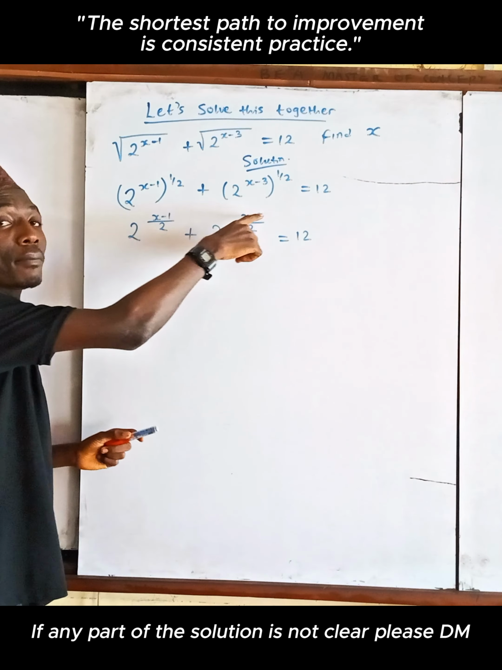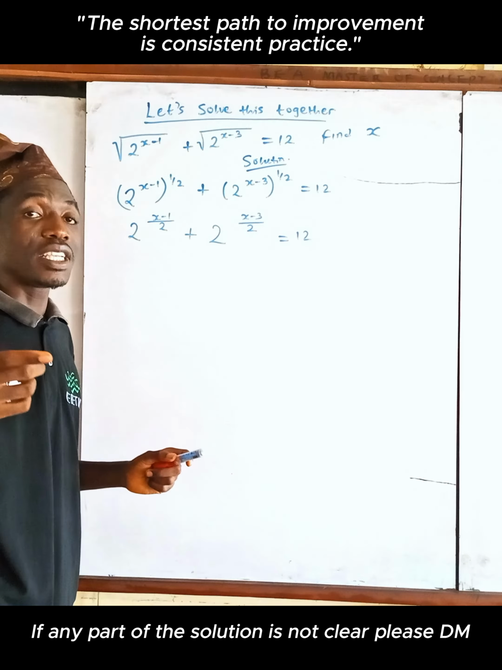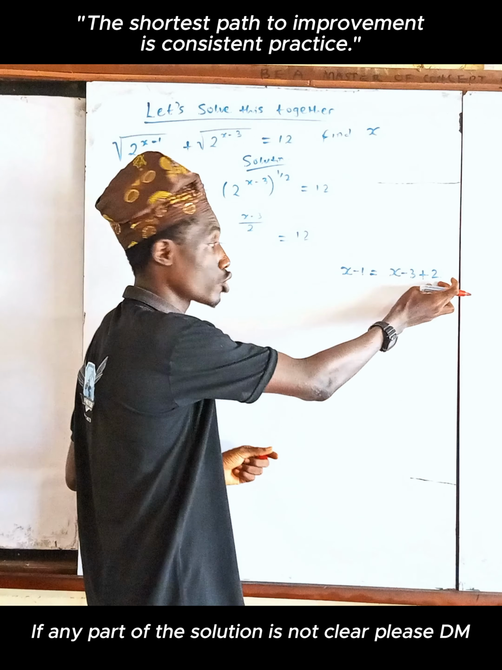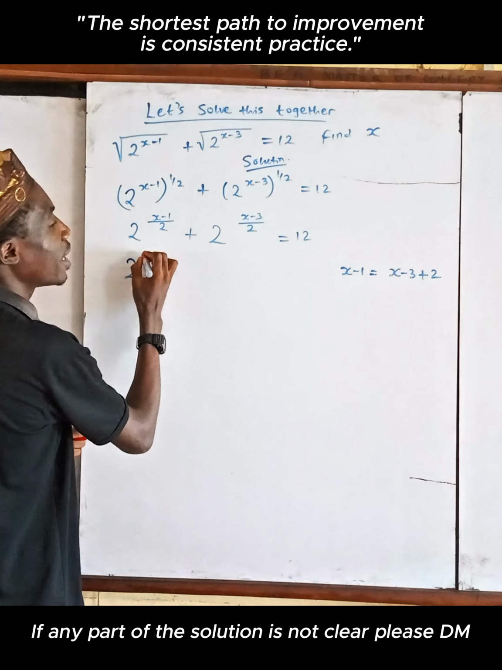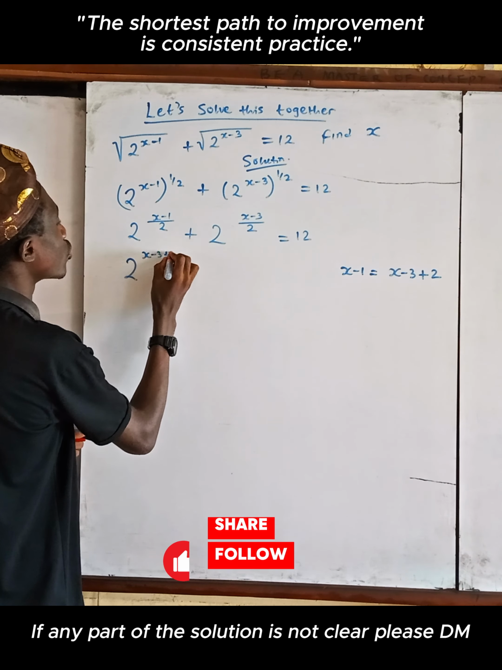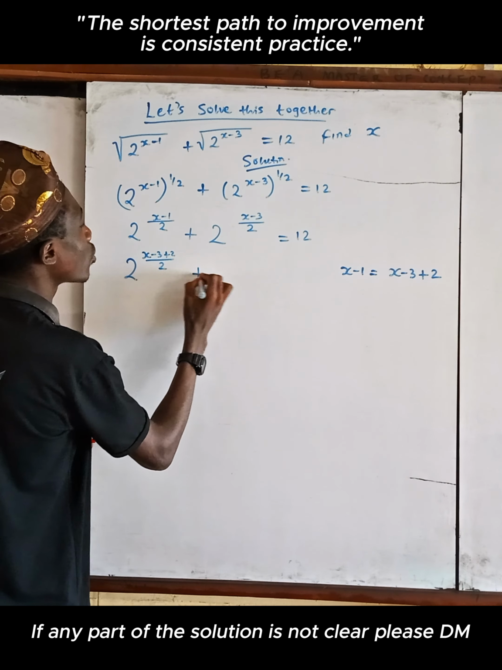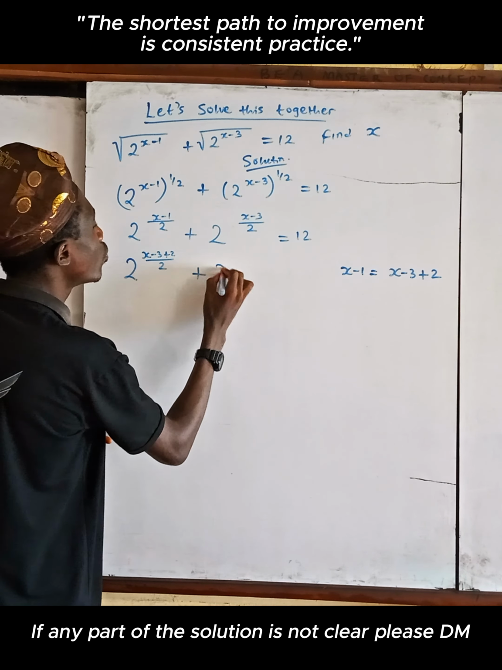Between minus 1 and minus 3, which one is the biggest? Minus 1. So you are going to pick this minus 3 from minus 1. How are you now going to do it? This is the way. I want to work with this x minus 3. You want to pick this x minus 3 from x minus 1. It's going to be x minus 3 plus 2, because minus 3 plus 2 is going to give you minus 1. So from here, you just have 2 raised to power x minus 3 plus 2 divided by 2, then plus 2 raised to power x minus 3 divided by 2 is equal to 12.